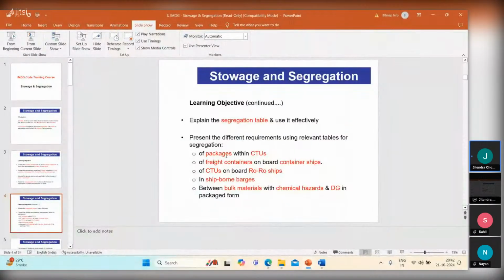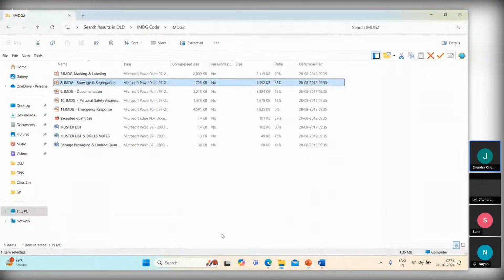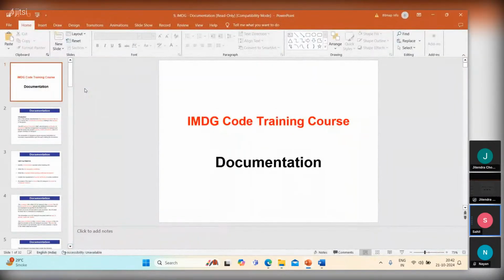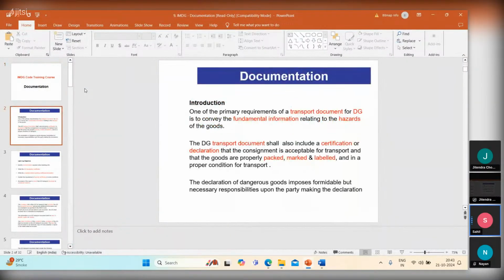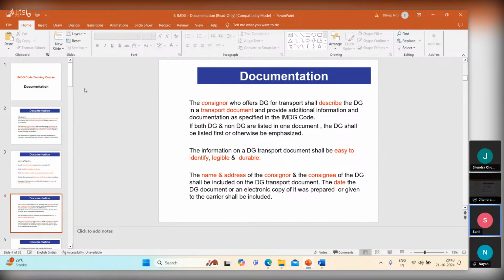So any questions till now? Sahib, any questions? No, sir. Things are clear. I just want to know, sir, if we are not checking the things once they are loading the containers, and something happens at the discharge port, are we liable for that?